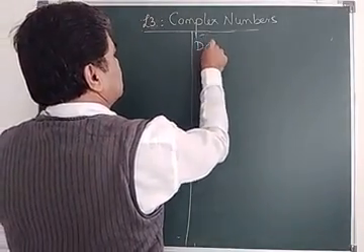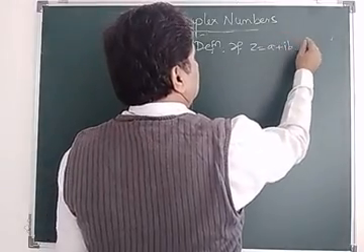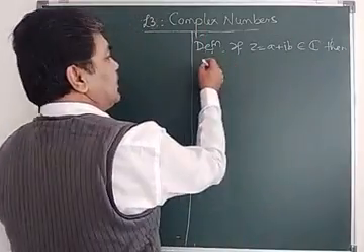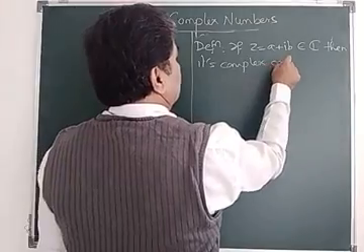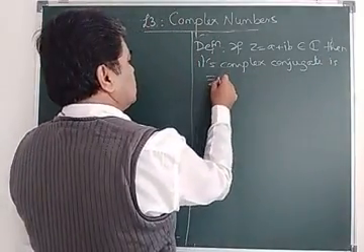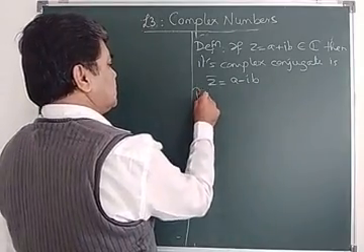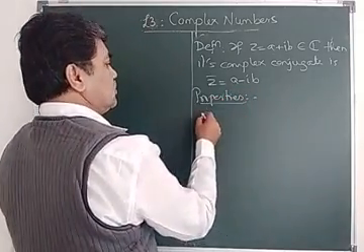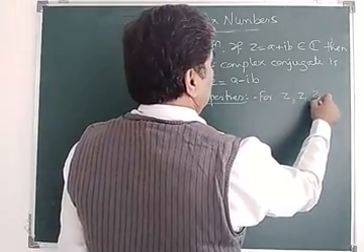So the definition: if z is equal to a plus ib belongs to C, then its complex conjugate is z bar is equal to a minus ib. Okay. Properties. For z1, z2 belongs to C.